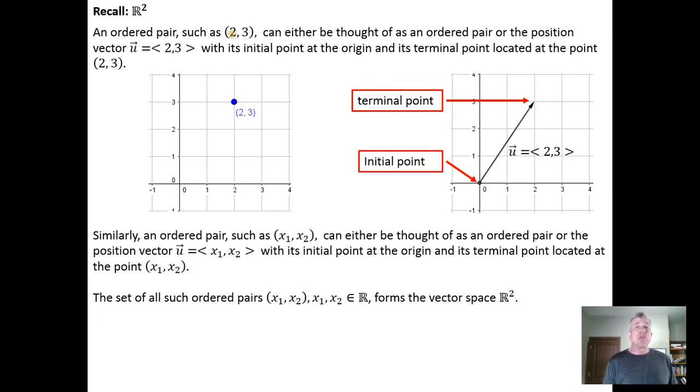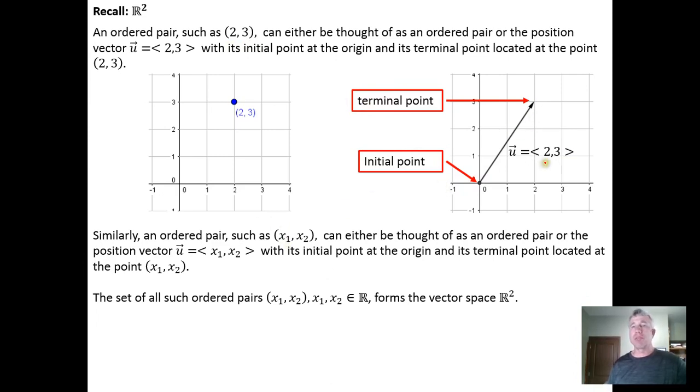So here's the idea. If we take an ordered pair, for example (2, 3), and we plot it in the Cartesian plane, we can also think of that ordered pair (2, 3) as being a position vector that has initial point at the origin and terminal point ending at the point (2, 3). So any ordered pair can be thought of as a position vector.